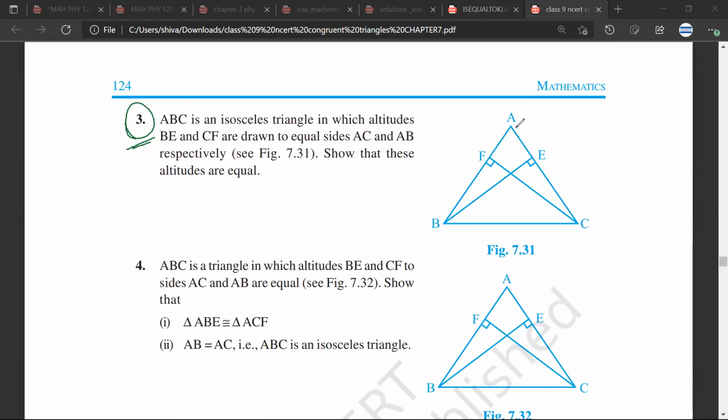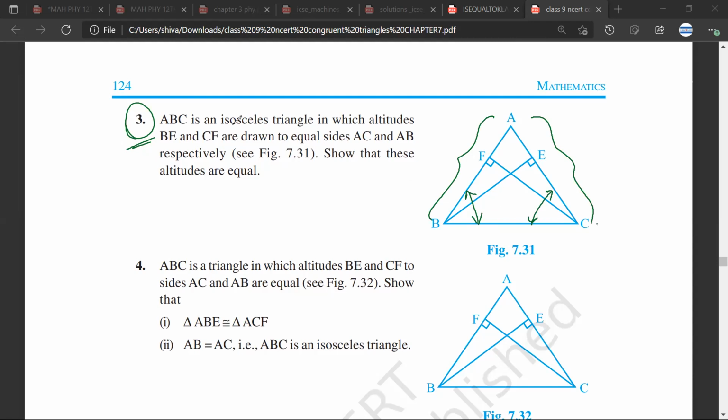ABC is an isosceles triangle. When they say that ABC is an isosceles triangle, what they are trying to tell you is that this side is equal to this side. Have you understood? Yes, sir. They are also telling you that this angle is equal to this angle. Have you understood?